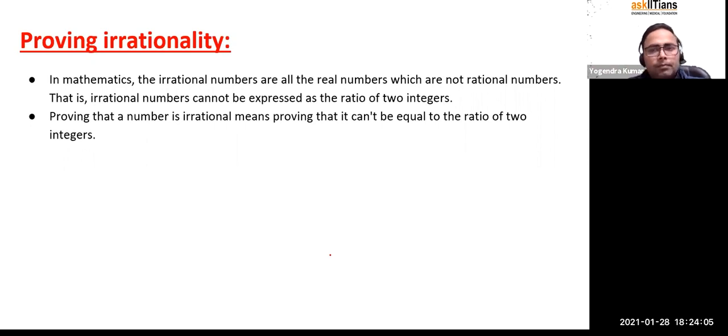So let's continue then. Let me recall the definition of rational, because we are going to use this, so let me say it again. How do we define rational numbers?